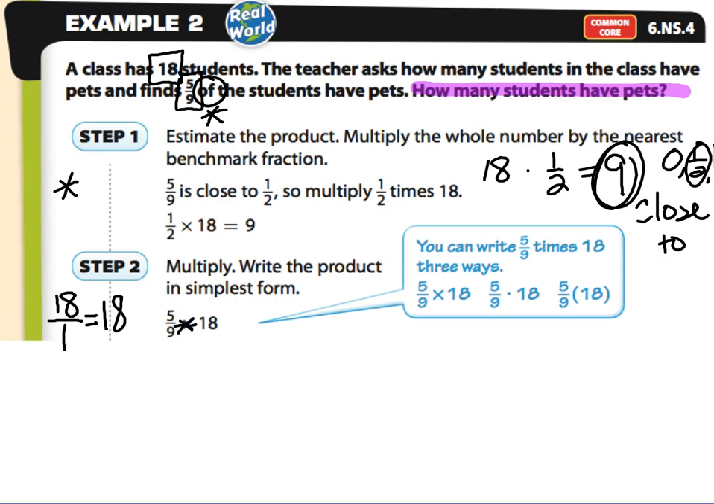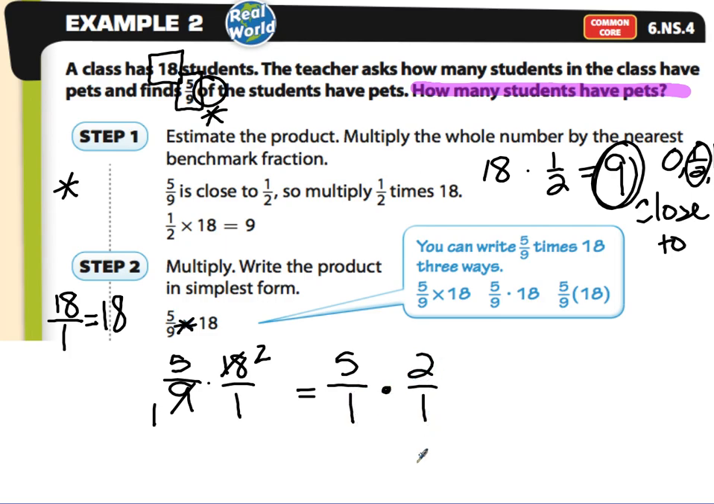Now I can do this one of two ways. I can either do my cross simplification, or I can multiply straight across. I would like to try cross simplification because 18 is a pretty big number to multiply by. Both 18 and 9 can be divided by 9. Here I would get 1, and here I would get 2. Now all of a sudden I'm doing 5 over 1 times 2 over 1, which is going to give me 10 over 1, which I know is equal to 10. So that tells me that 10 students have pets.